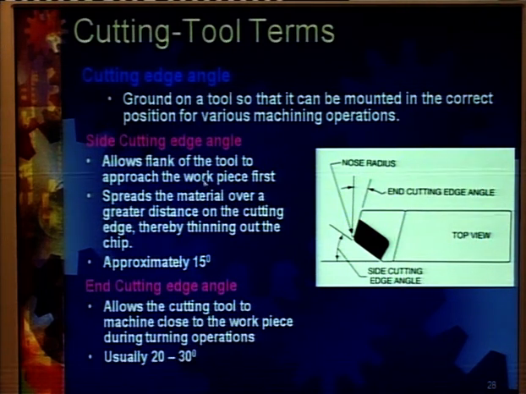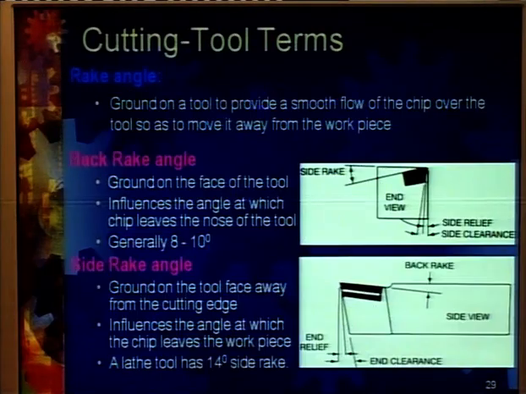Now let's look at the significance of the side cutting edge angle. We read out the slide. It allows the flank of the tool to approach the workpiece first, then it spreads the material over a greater distance onto the cutting edge, thereby thinning out the chips. It is approximately 15 degrees, normally 15 degrees for most lathe operations. The end cutting edge angle allows the cutting tool to machine closer to the workpiece during turning operations, and is usually from 20 to 30 degrees.